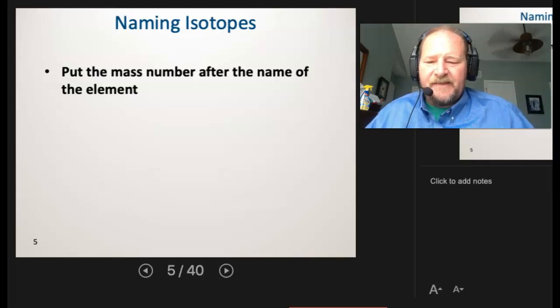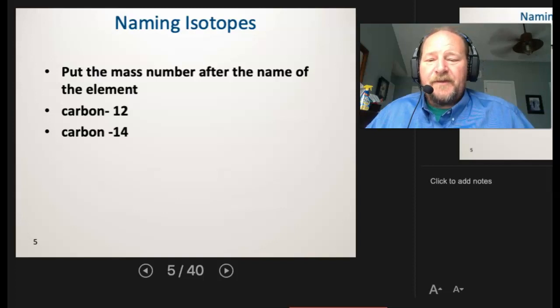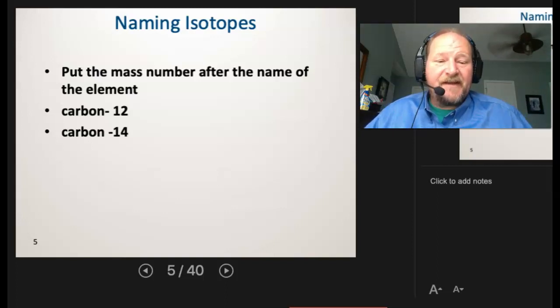So for instance, I'm saying there's different carbons. Well, that means we could be dealing with carbon 12, which is the normal carbon, or we could be dealing with carbon 14. Right? So hopefully that makes sense. Now, what's the difference between those two? Well, carbon 12 and carbon 14 have the same atomic number because they're both carbon. That means they both have an atomic number of 6.